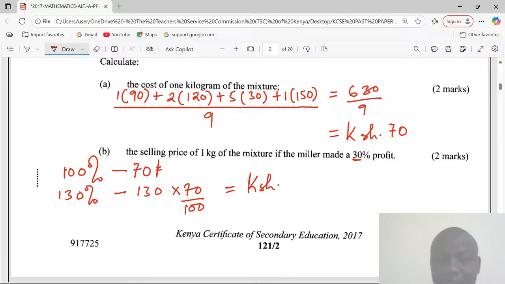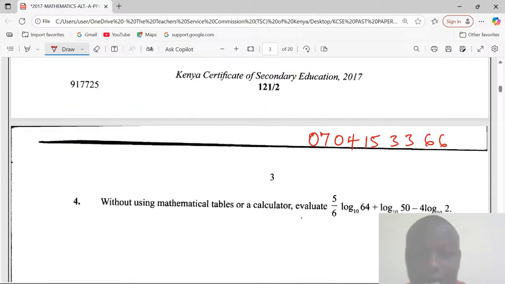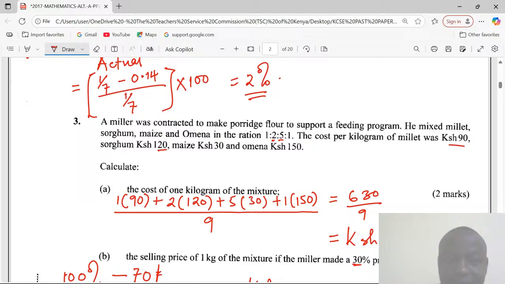This is exactly 91 Kenya shillings. So 1 kilogram of the mixture will sell at 91, so that there will be a profit of 30%. For the miller to realize a profit of 30%, we need such a selling price.